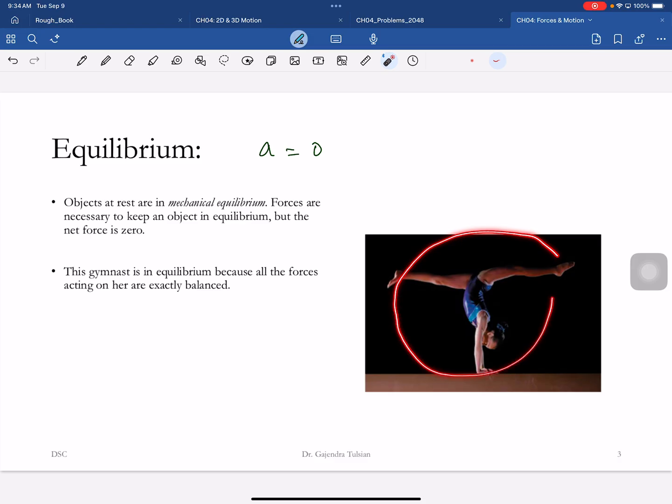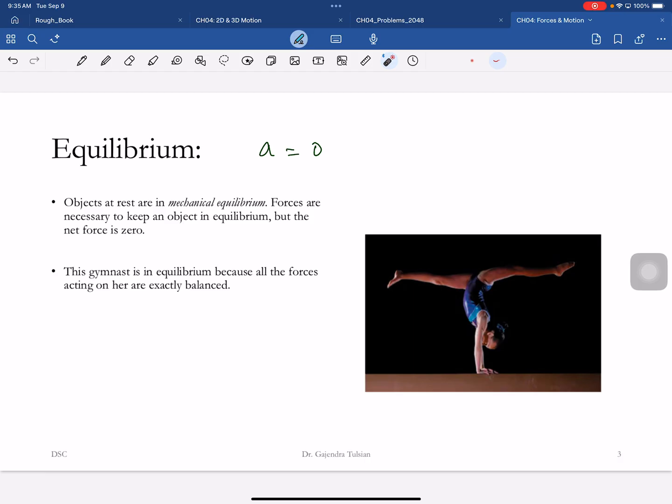This gymnast is in equilibrium. When I'm standing here, I'm in equilibrium. If I want to be stable, what should be true? If I want to fall down, can I fall down? How do I fall down? If I lean forward, I can fall down, right? When I lean forward, what happens? Your balance is off. Okay, so here's what happened.